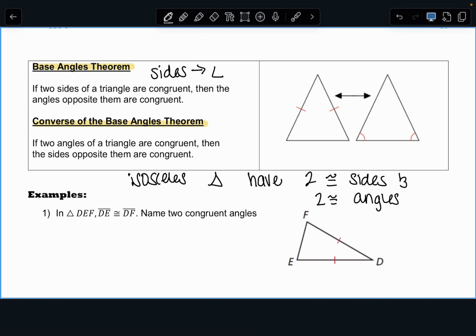And the converse goes from angles to sides. Okay? Just an FYI for your cheat sheet, it will be both sides this time, and there's going to be a little bit of stuff already typed on it for you. So that's coming up next week.